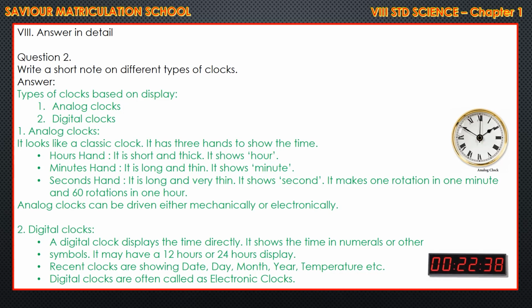Next, digital clock. It is also in page number 6. A digital clock displays the time directly, first point. Second, it shows the time in numerals or other symbols. It may have 12 hours or 24 hours display. Recent clocks are showing dates, the day, month, year, temperature, etc. Digital clocks are often called as electronic clocks.